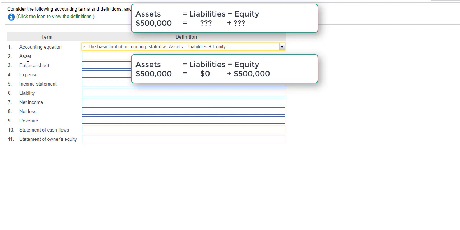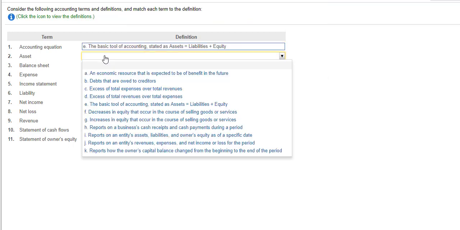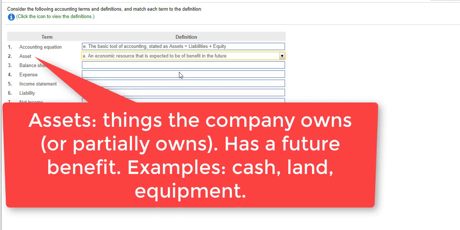All right. Number 2, asset. An asset is an economic resource that is expected to be of benefit in the future. Another way to explain an asset, it's something that the business owns or partially owns. You could partially own the building, but the building is still an asset of the company, and it has a future benefit. The building will be used in the future, therefore it has a future benefit.